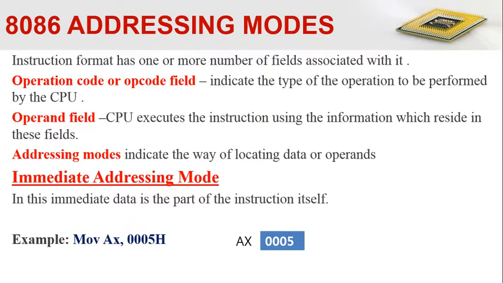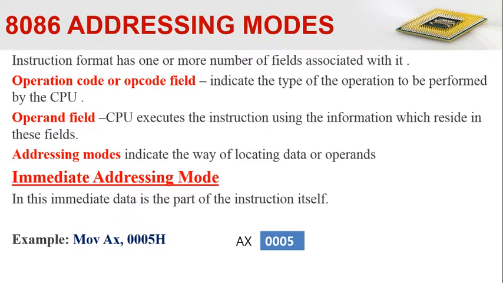Next is the operand field. The CPU executes the instruction using the information which resides in this field. The operand field indicates the data on which we want to perform the operation. And about addressing modes.